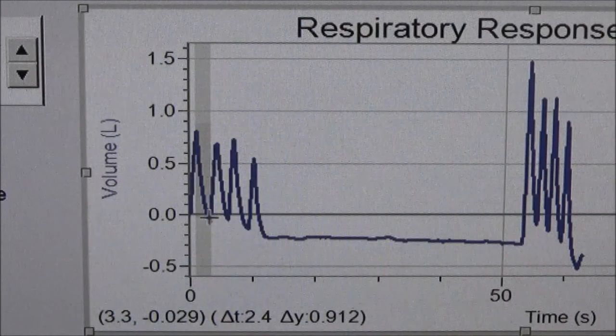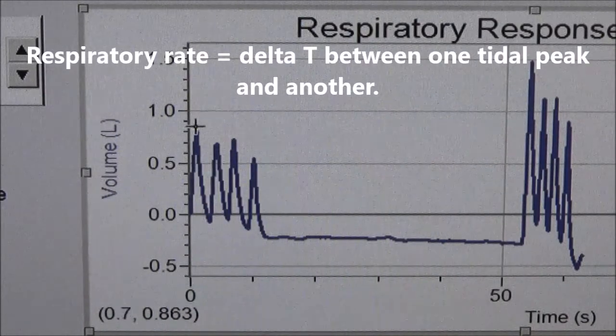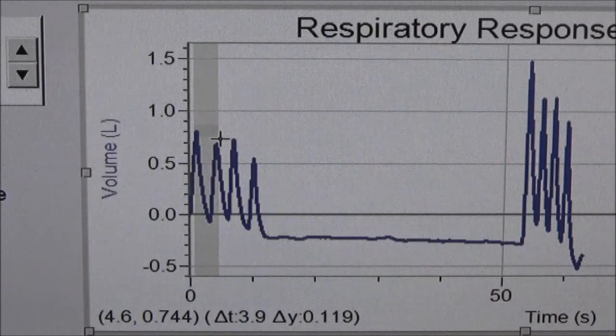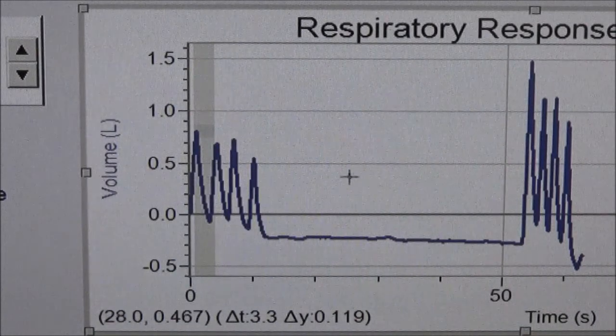Now I want to know the respiratory rate. So I'm going to go from one peak to a neighboring peak, and I'm going to look at the delta T. All right, now if you multiply those 2 numbers together, that will give you your minute ventilation. Now I'm going to go to after the challenge.